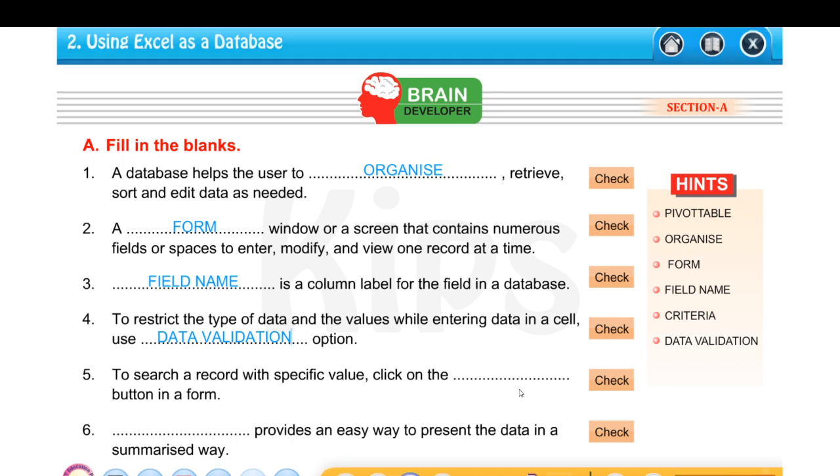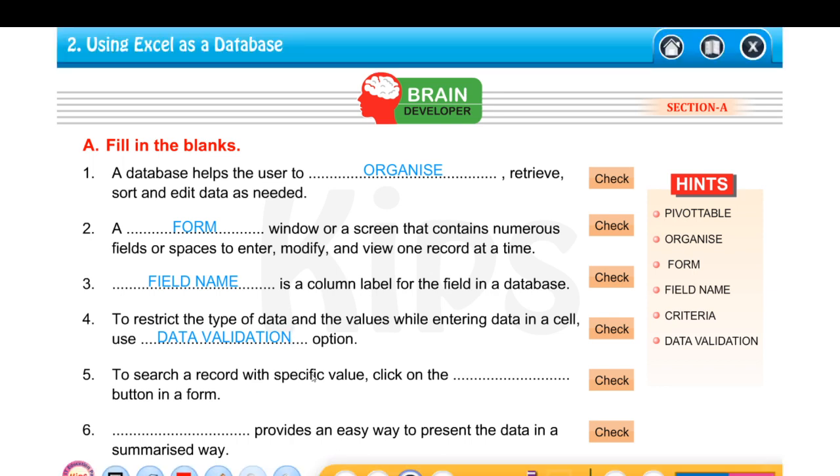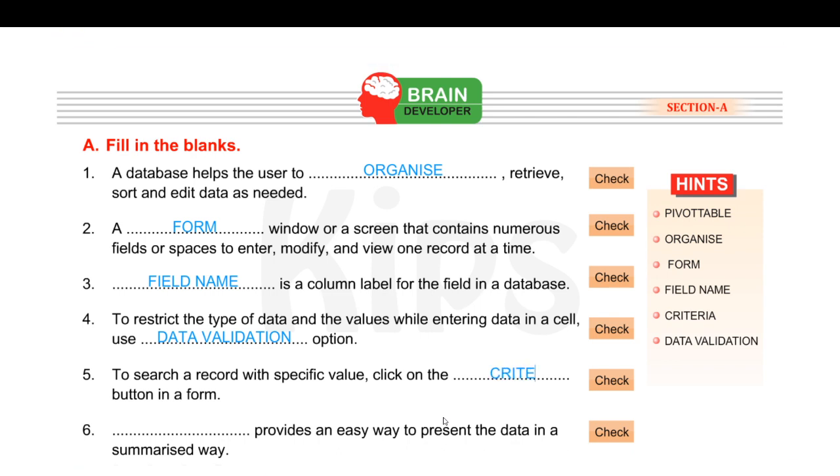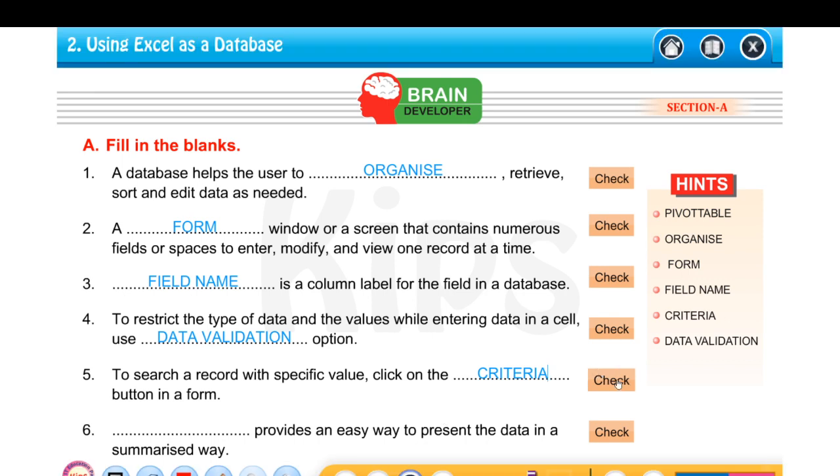Now, to search a record with a specific value, click on the dash button. Where will we click, children? We have done this in the form. So will we use new record? No. Will we use the delete option? No. To search a record, we will not click on previous record and next record, because then it will take time. So for that we will click on criteria. And you can check your answer.